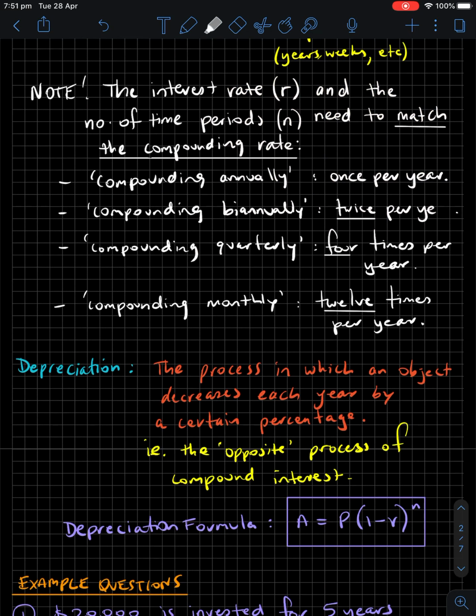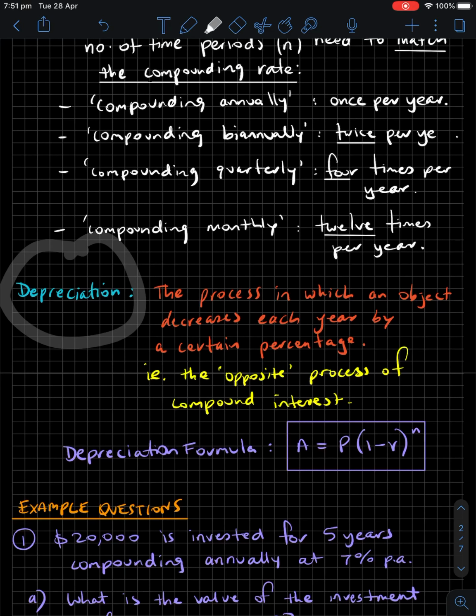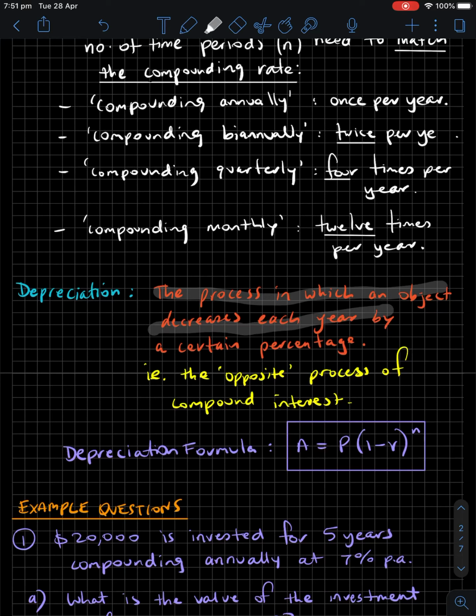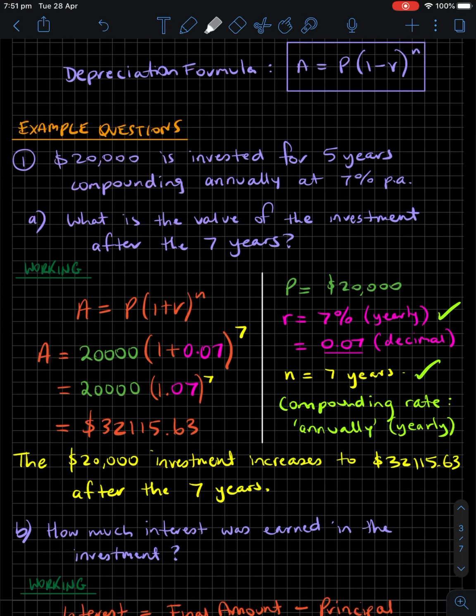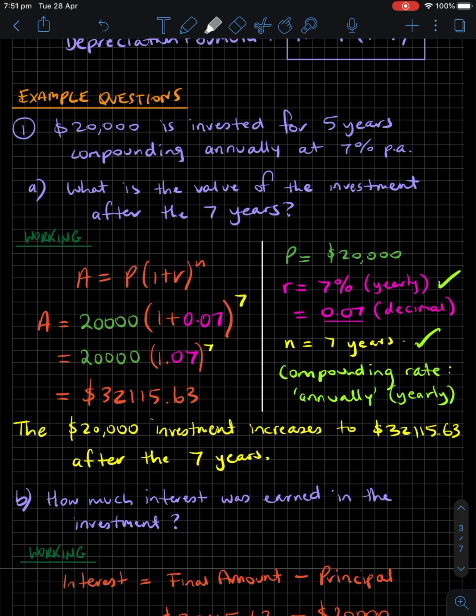The next word we need to know is depreciation. That's the process in which an object decreases each year by a certain percentage. Instead of value increasing by a percentage, which is compound interest, it's now decreasing. It's the opposite process of compound interest. The formula for this is exactly the same. However, instead of a plus here, it's a minus. Okay, so let's do some example questions on this.